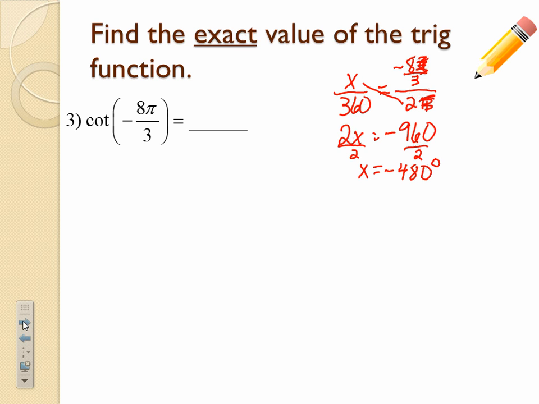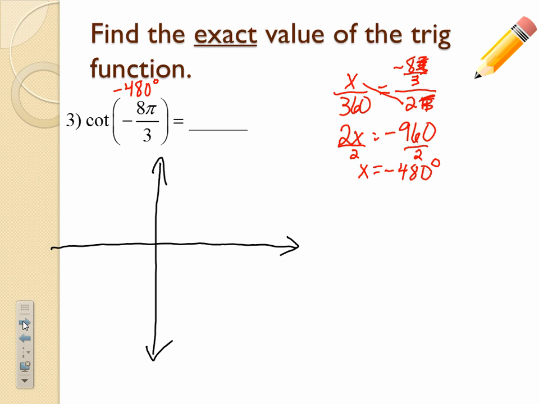So this is what we're talking about. This is negative 480 degrees. So to do this, we're going to do the same thing we were doing before. Draw the sketch, find that triangle, place our values on it, and set up the ratio. Okay, so here's my x and y axes. We need to draw negative 480. So starting with my initial side, going negative 90, negative 180, negative 270. Oh, that's negative 360.